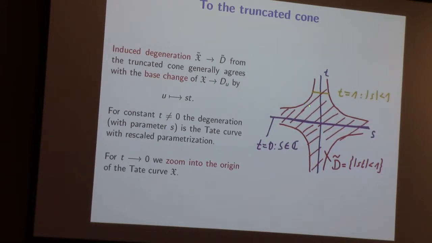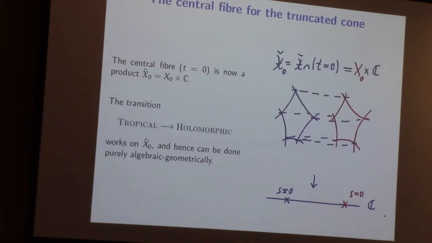Okay? So for any constant t, it's just a tape curve written in a slightly different coordinate. And then for t to 0, we zoom into the origin until at t equals 0, you get just a trivial product of the central fiber with the complex line. So that will be just a normal elliptic curve across the affine line. Something perfectly algebraic geometric again. So here I've written down the domain of definition of this family analytically.